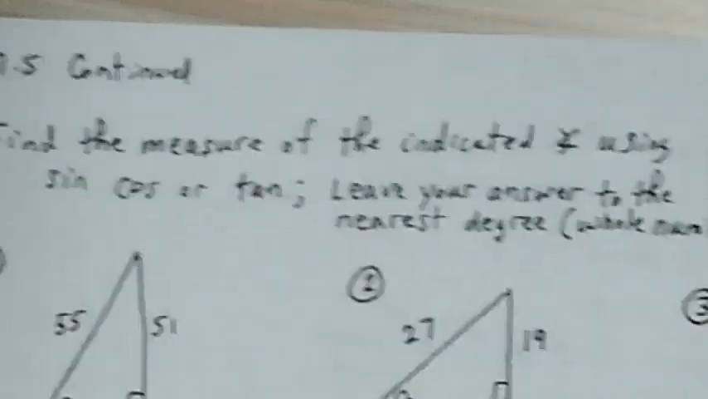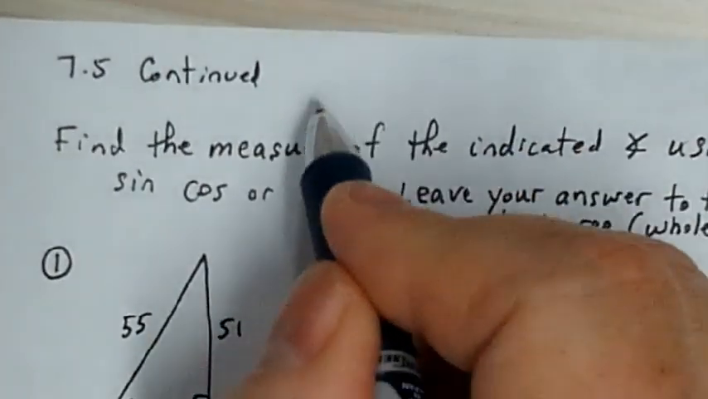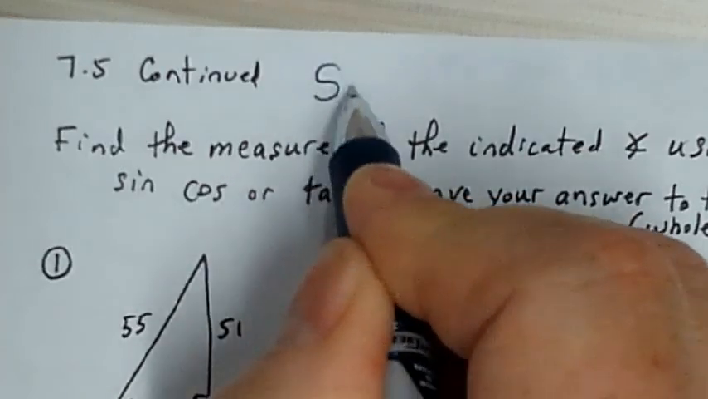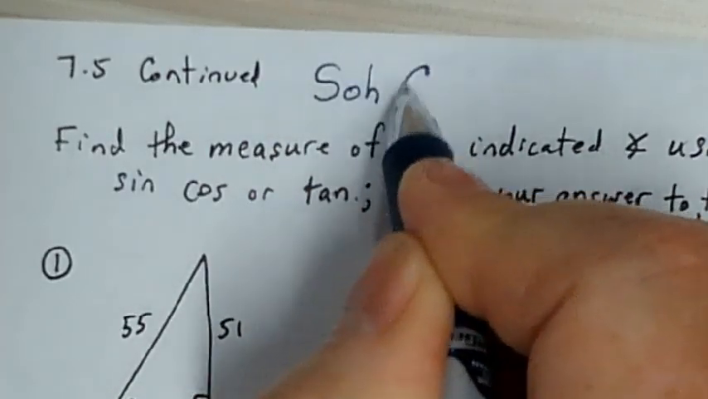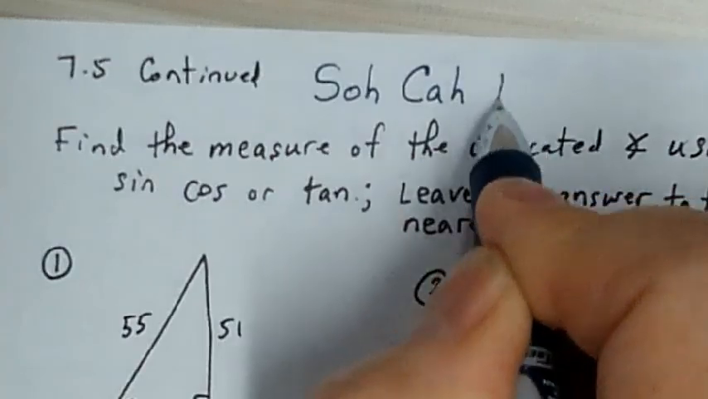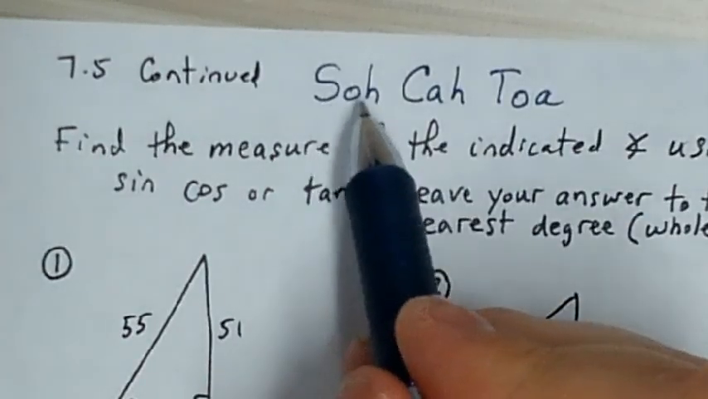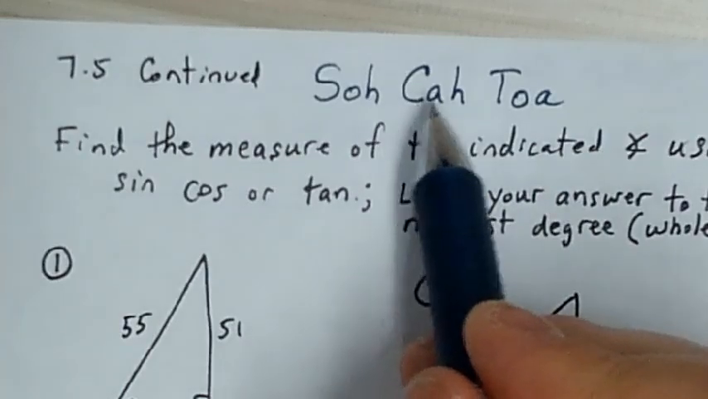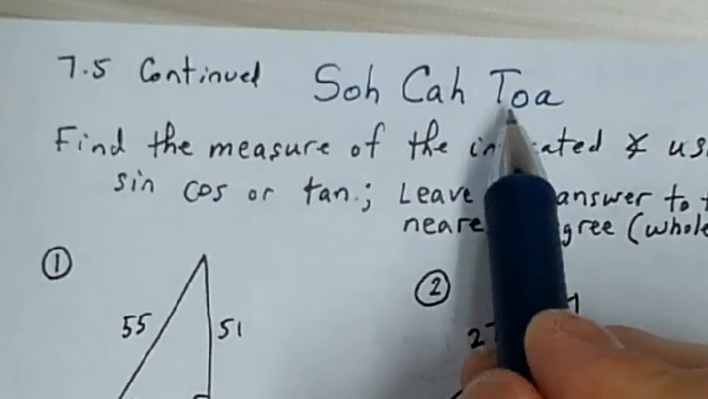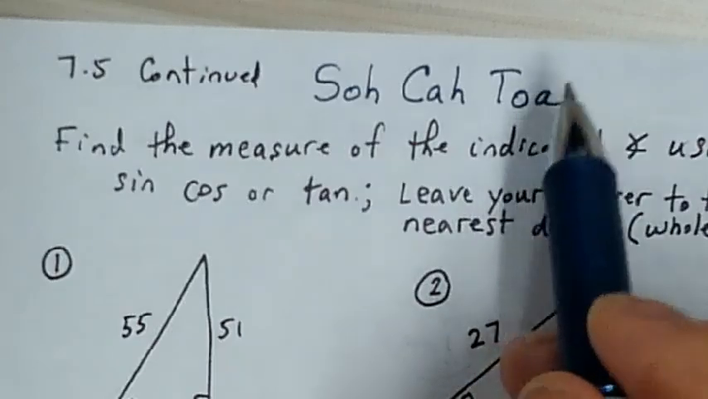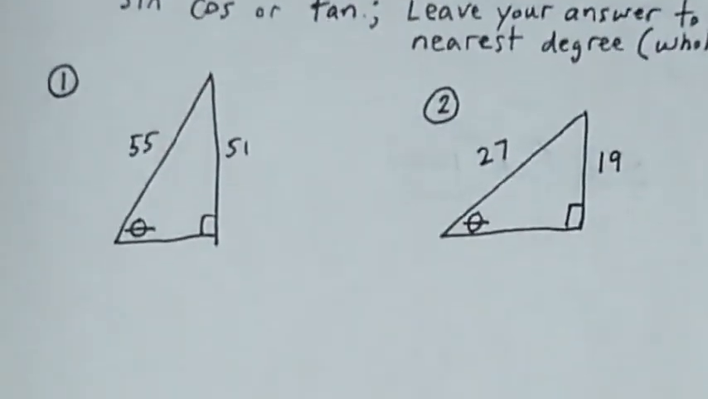Don't forget, this might help you remember SOHCAHTOA. Again, it tells you that the sine is opposite over hypotenuse, the cosine is the adjacent over the hypotenuse, and the tangent is the opposite over the adjacent. So we go over there and remember the steps.